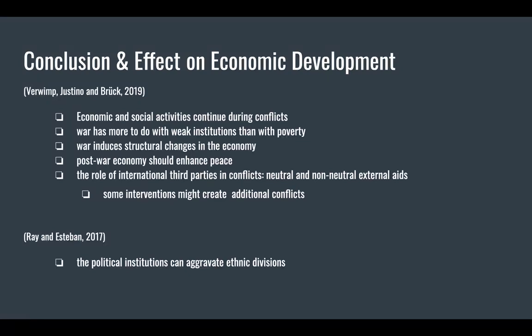Now to the conclusion. One key finding is that markets and social interactions continue even in the absence of state institutions, which means that economic activities such as farming, trading, and schooling continue even during conflicts, but they become informal and illegal activities emerge. Weak institutions are a key factor at explaining conflicts more than poverty. As they become weaker, armed political actors install their governance.